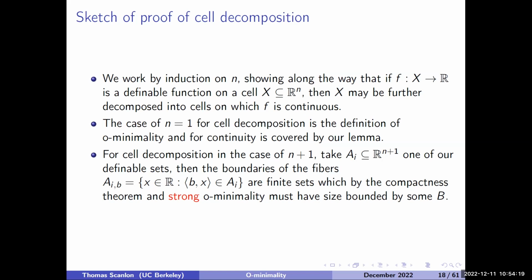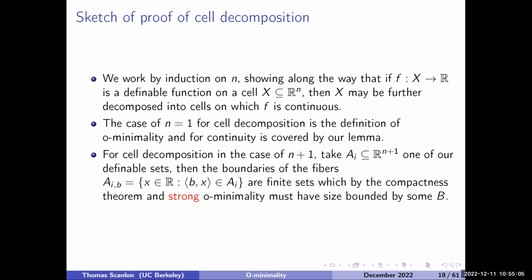So now you go to n plus 1. And you have a bunch of these definable sets. Let's just think about one for now. We can draw one definable set. It looks like whatever. What you'd like to do is project down to one dimension lower, and you look at all of the sets you get when you project.